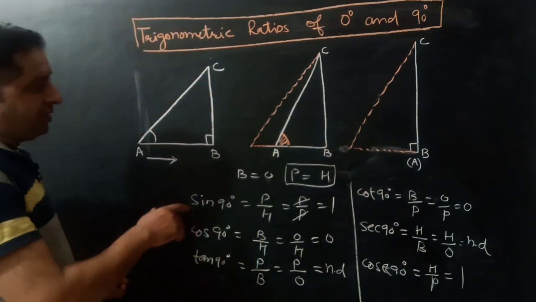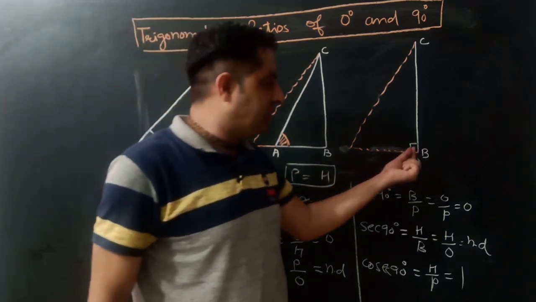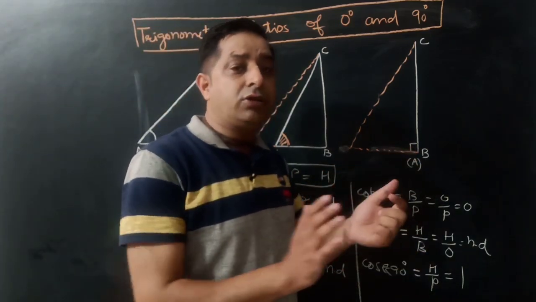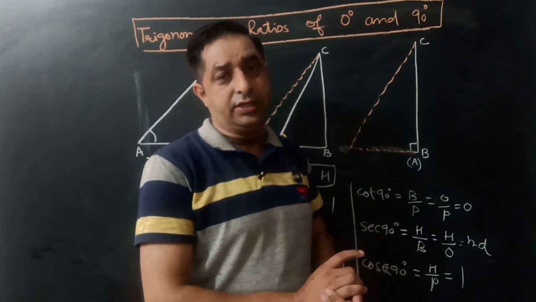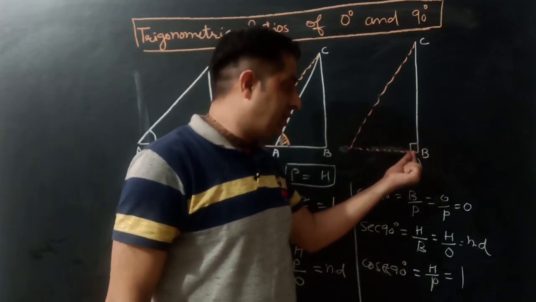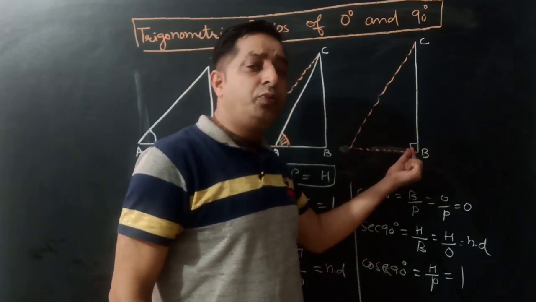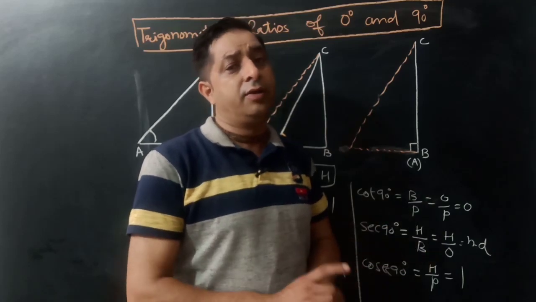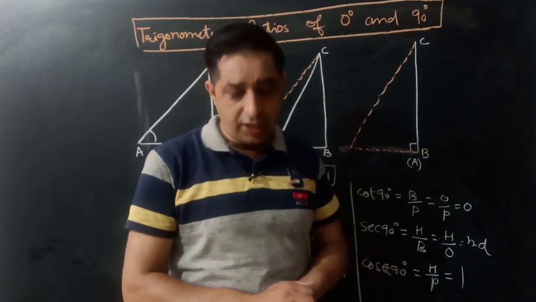So remember that this angle is not 90 degree but it is approximately very close to 90 degree. And there is a triangle, this angle A here is very close to 90 degree, but it is not 90 degree. Thank you very much.